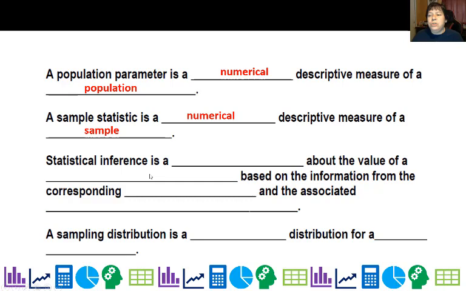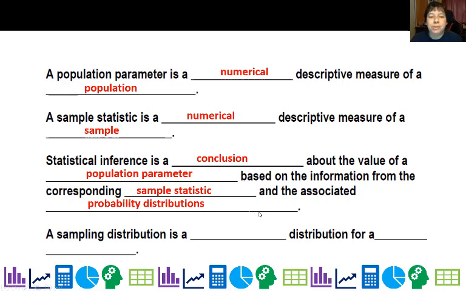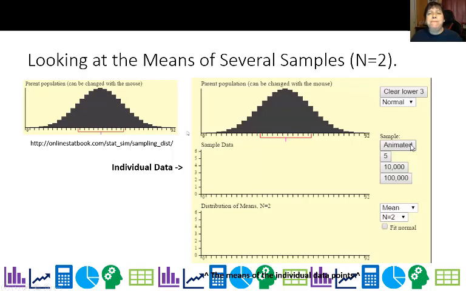That's the twist, which leads us to statistical inference, which is a conclusion about the value of a population parameter based on the information in the corresponding sample statistic and the associated probability distributions. So we're looking at what are called sampling distributions, and this is a probability distribution for a sample statistic. That probably went a little over your head, but as we go through the examples, we'll refresh it and talk about it. So first, we have populations.